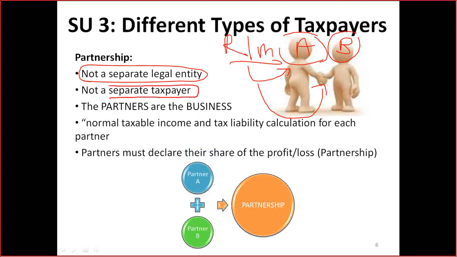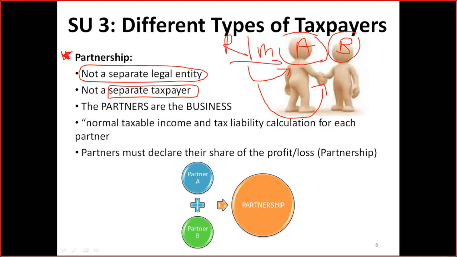So a taxpayer is someone who has to pay tax. Does a partnership have to pay tax? No, the partnership doesn't have to pay tax. The partners have to, because they're not separate. The partners make up the business. Does that make sense? Yes, sir. Those two go hand in hand.